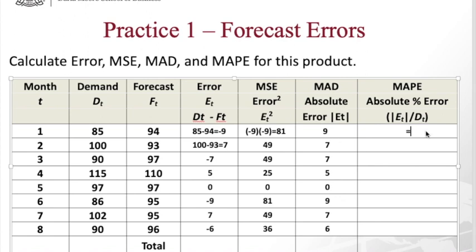For the mean absolute percentage error, we need to take the absolute error, so the 9 that we have here, which is 85 minus 94. Then we take this and divide it by the demand, which is 85. The number that we have as a result is a percentage. So the upper part is the error, the lower part is the demand, and we have the percentage. Same thing here: we can do 7, because we already calculated the absolute error, divided by the demand gives me the 7%. And then I can just fill out the other ones.